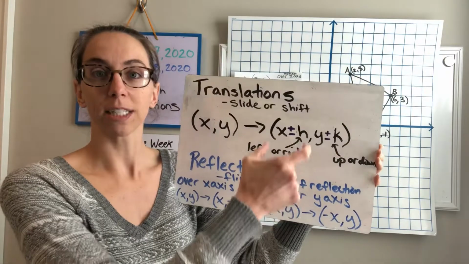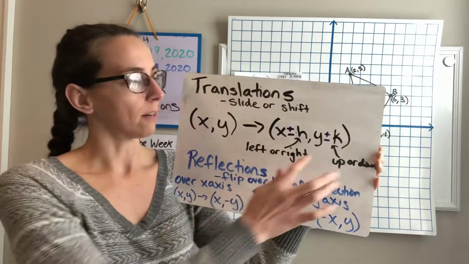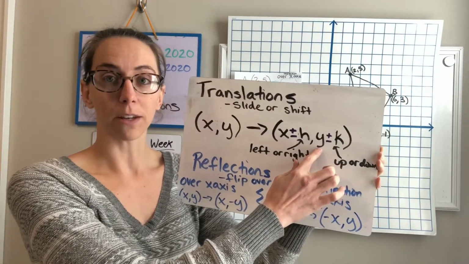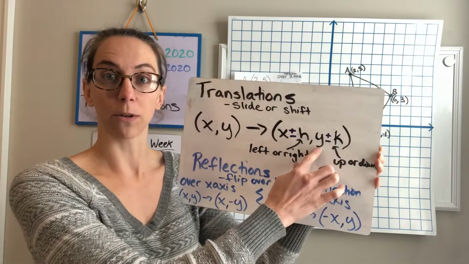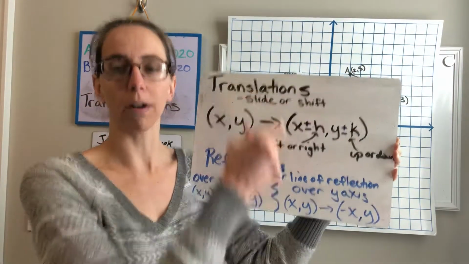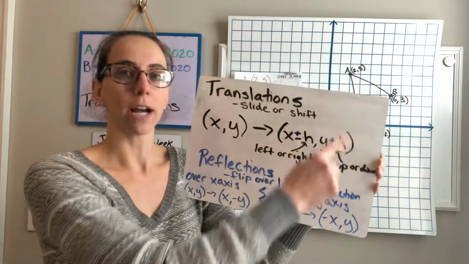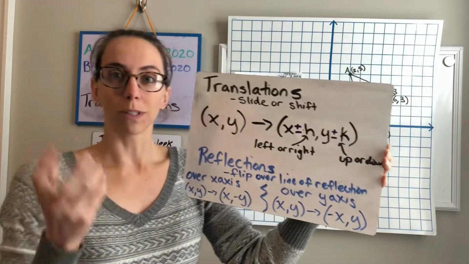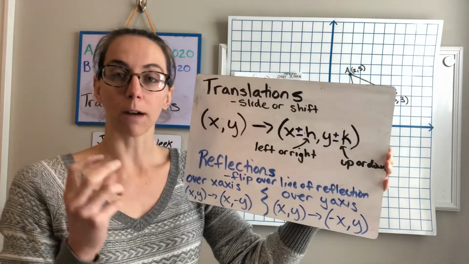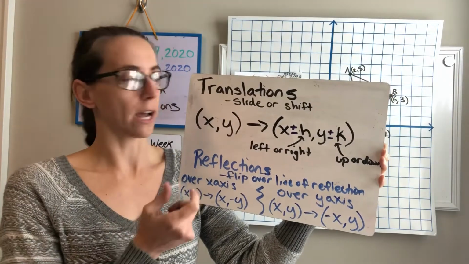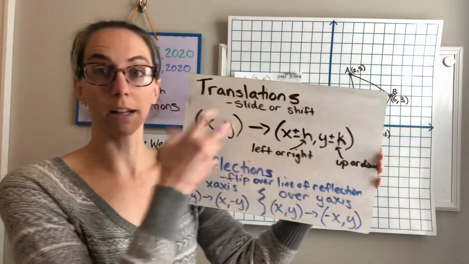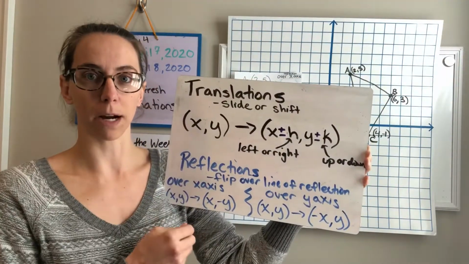Same thing with the y's, except the movement is either up or down. If that y value were 10 and you added 4 to it, it is actually going to be at 14. So it's shifting the graph up 4 units. Now you can actually have 2 different movements at the same time, either left or right, and up or down. So you can slide left and right or shift up and down at the same time.